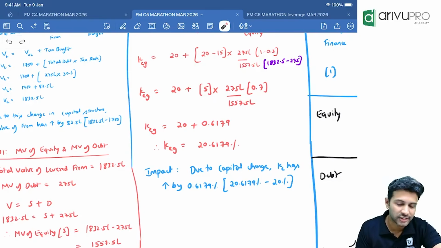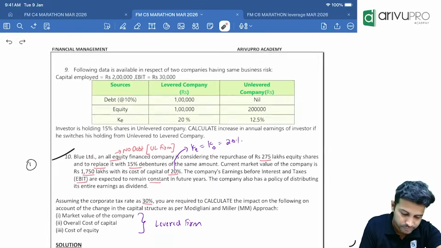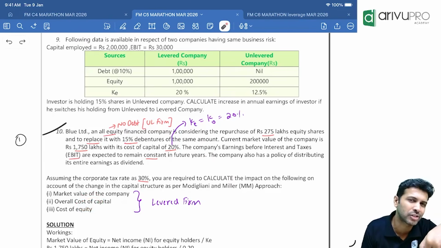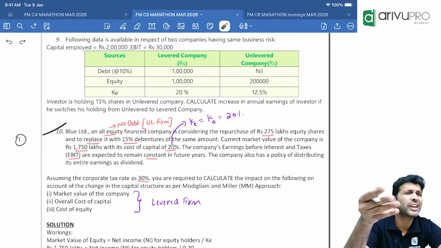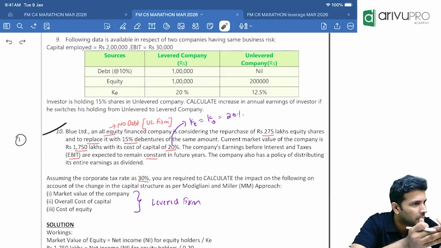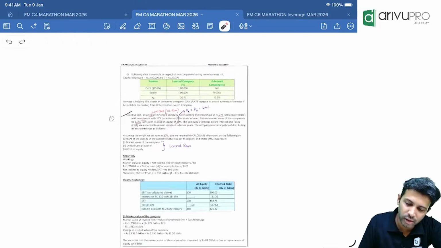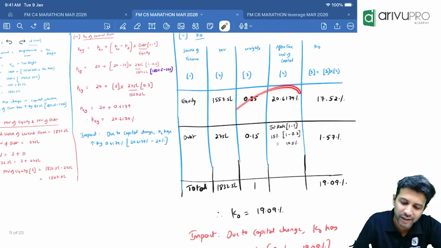So, three things they asked in the problem. What are those three things? Market value of the company found. Cost of equity found. Overall cost of capital, which is KO. Now, after the firm has become a levered firm, it has one source of finance or two sources? Debt and equity. Now you can use that KO table. Market value of debt you know, market value of equity you know, cost of debt you know, cost of equity also you know. So either use the WACC table and get it, or use the formula.